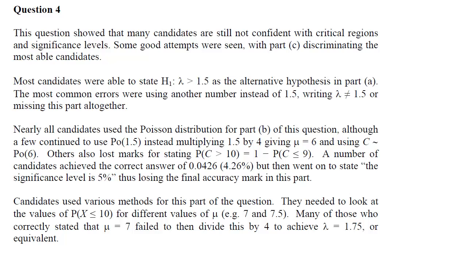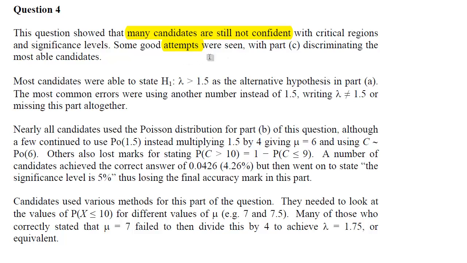So this is the official examiner's report for question number 4, and let's see what happened to the rest of the world. How did they perform? This question showed that many students are still not confident with critical regions and significance level. That means many people couldn't do the sum. Some good attempts. Attempts means they tried. Attempt does not mean they were able to do it.